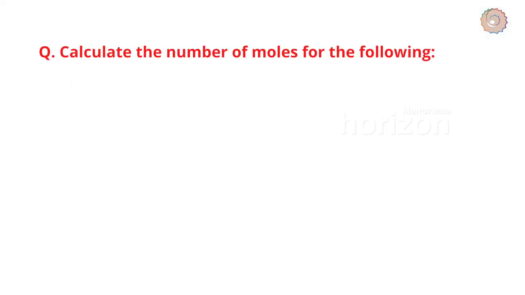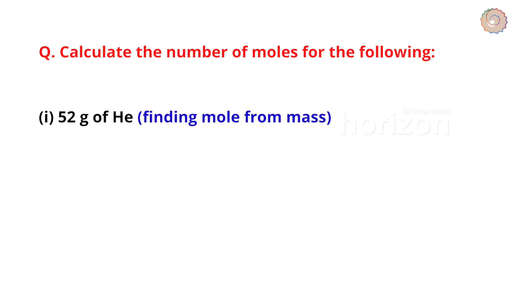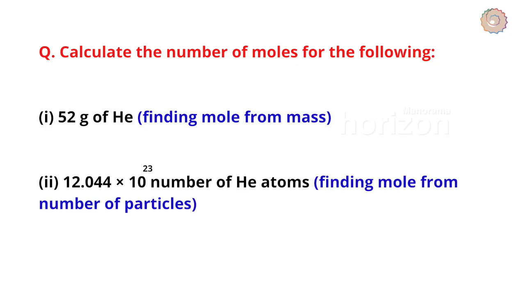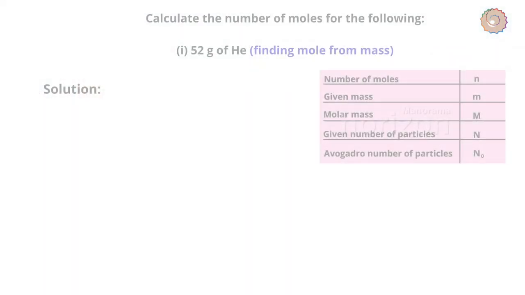Here's the problem. Calculate the number of moles for the following. The first subpart of the question is 52 grams of helium. Here you have to find the mole from the mass. The second part of the question is 12.044 into 10 raised to 23 helium atoms. Here you have to find out the mole from the number of particles. So how can we do this? Let's see. Take the first question.